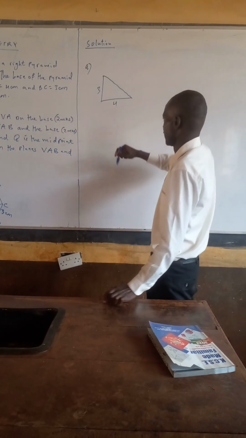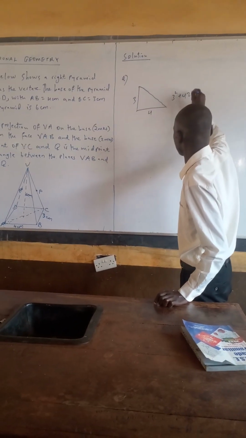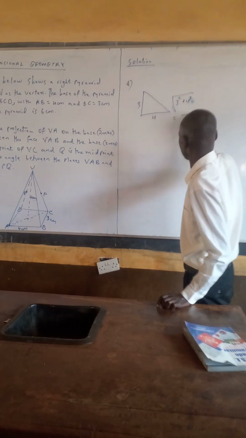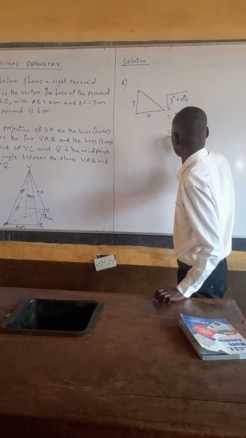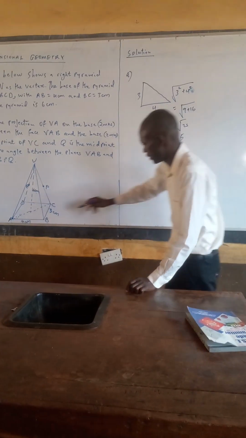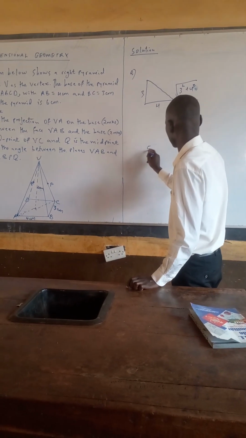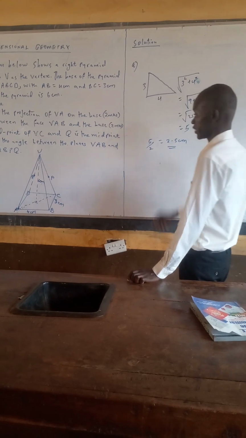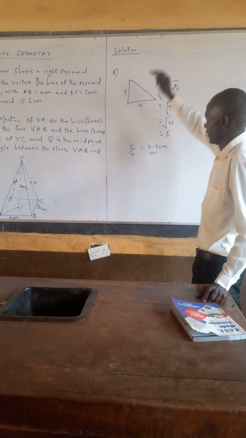So we shall get that length, which will be given by 3 squared plus 4 squared, and then we look for the square root. This one will give us what? The square root of 9 plus 16, giving us the square root of 25, which is simply equal to 5. And the projection will be from this point to the middle. Therefore, the projection becomes 5 divided by 2, which gives us 2.5 centimeters. So the projection of VA onto the base is 2.5 centimeters.